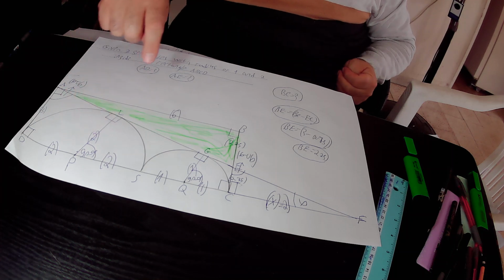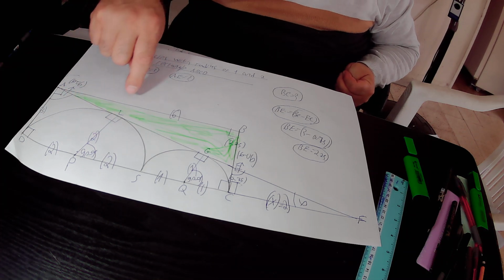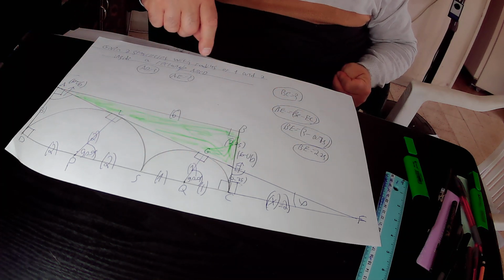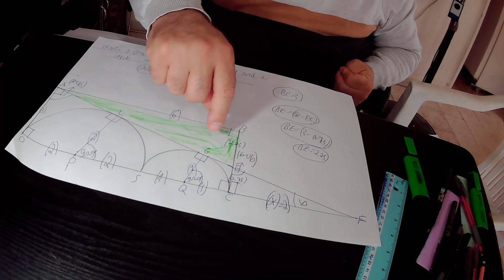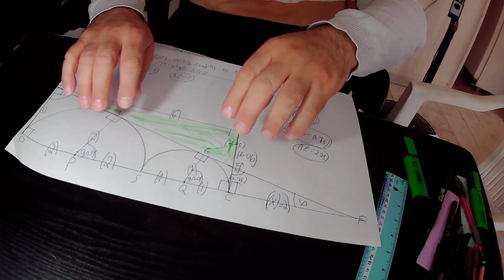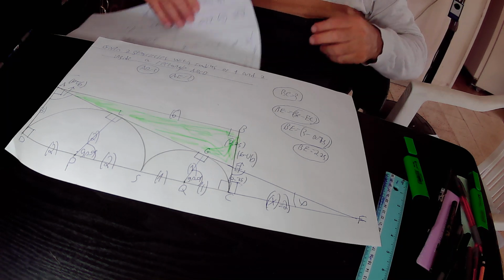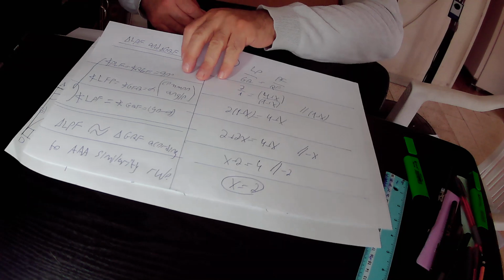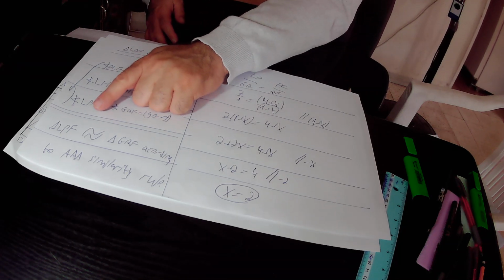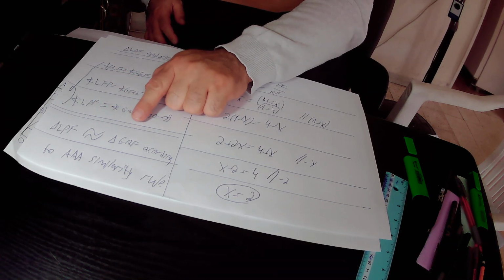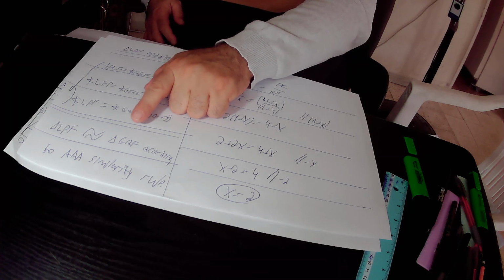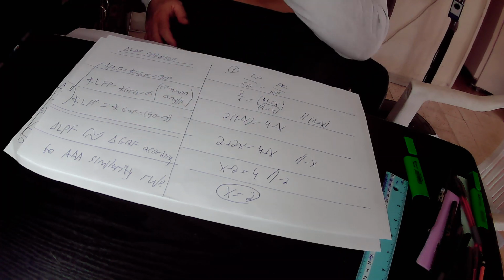So we proved that all the angles in the big right triangle LPF are correspondingly equal to all the angles in the small right triangle GQF, and therefore those two right triangles are similar to each other according to the angle similarity rule. So to repeat again, we found out that the big right triangle LPF is similar to the small right triangle GQF according to the angle similarity rule.